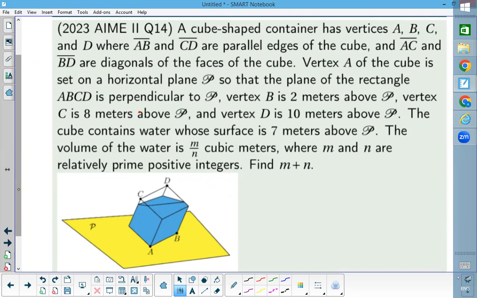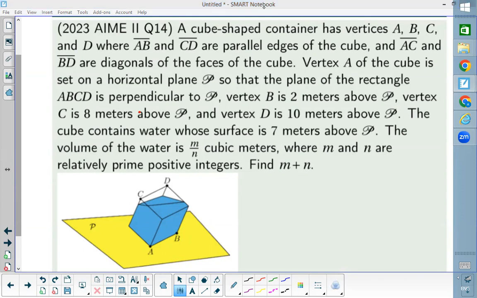So this problem is from last year's AMC 12 question number 14. It looks very scary. This diagram is not provided on the actual AMC, so you're responsible to figure out what's going on. But I just took the diagram from AoPS. I'm going to solve the problem, and I actually have a very interesting way to solve this.